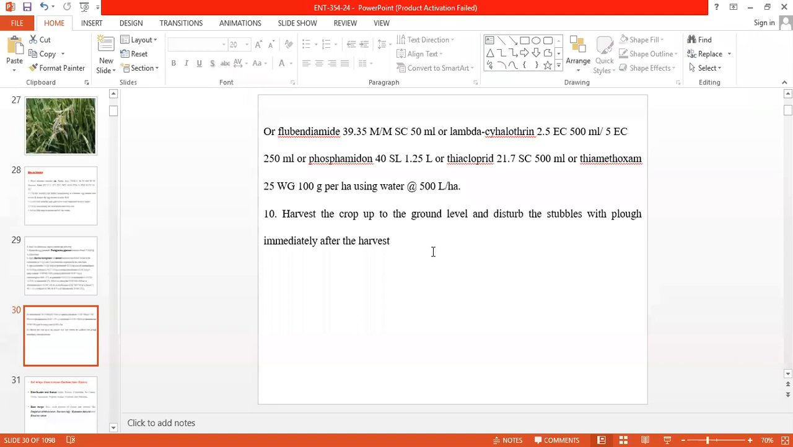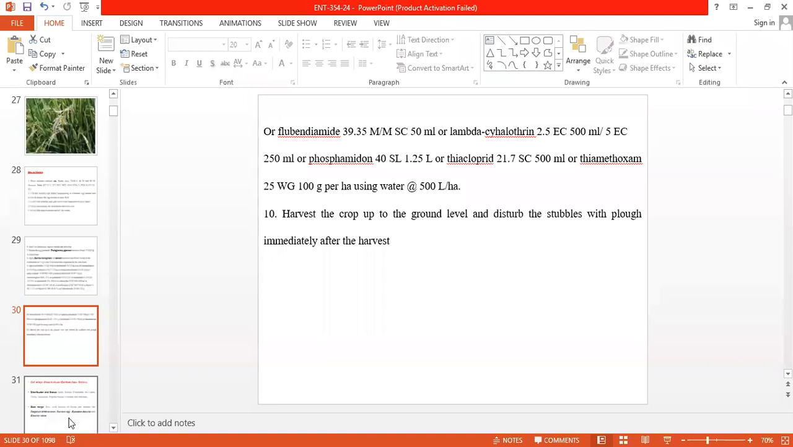Then harvest the crop up to the ground level and disturb the stubbles with ploughing immediately after the harvest, because the larva remains in those stems or stubbles which are remaining after the harvesting of a paddy field. So harvest the crop up to the ground level and disturb the stubbles with ploughing immediately after the harvest, killing the larval as well as pupal stage of that pest.